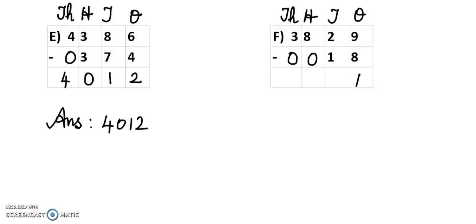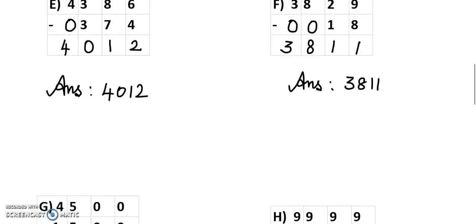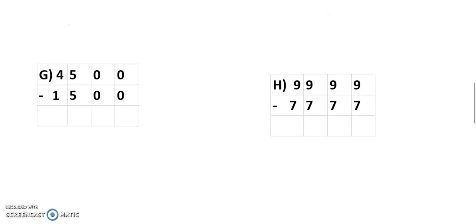Next, tens place 2 minus 1. So 1 after 2. So 1 is the answer. Next, 8 minus 0, 8. Next, 3 minus 0, 3. So what is the answer? 3,811.